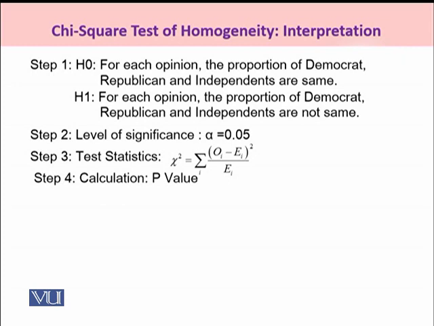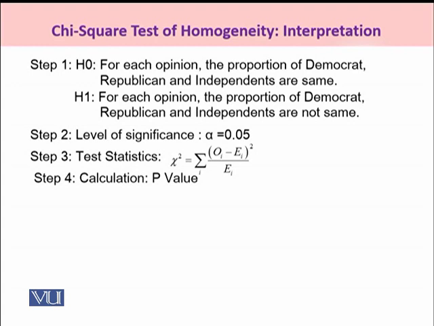Now, in order to test this sort of hypothesis, we have already learned how to enter the data and what procedure you need to follow in SPSS. So students, after this you will outline the steps. Step number 2 is the level of significance, which we call alpha, and it is 5% in this case. Step number 3 is the test statistic, where you would have to specify which type of test you are going to follow.